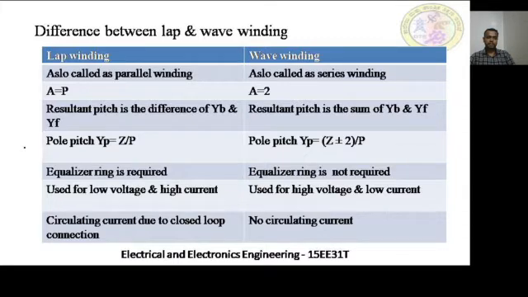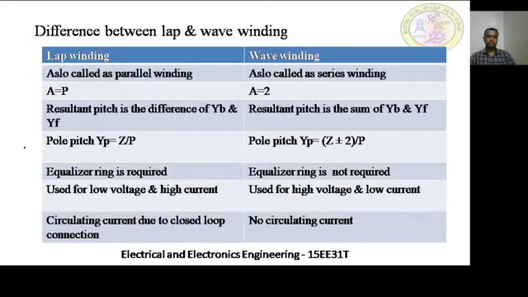The next point: lap winding is used for low voltage and high current. The example I gave is the DC welding machine. A DC generator is used for welding purposes, where the voltage is low and the current is high. In case of wave winding, it is high voltage and low current. For that, the best example is the Megger, the hand driven Megger you'll be seeing in the lab.